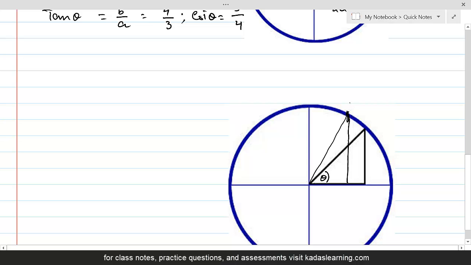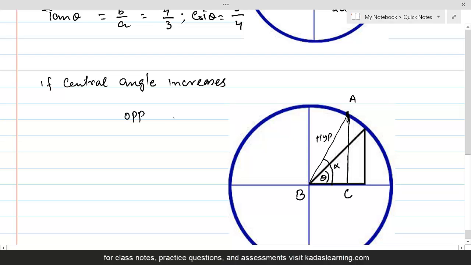So what happened, this was A, this was B, this was C. What has happened is the hypotenuse is still the same, but the opposite side has increased. If the angle increased from theta to a bigger angle, alpha, then this new height is bigger than the previous height. So if the central angle increases, opposite increases, and if opposite has increased, then the adjacent has decreased.